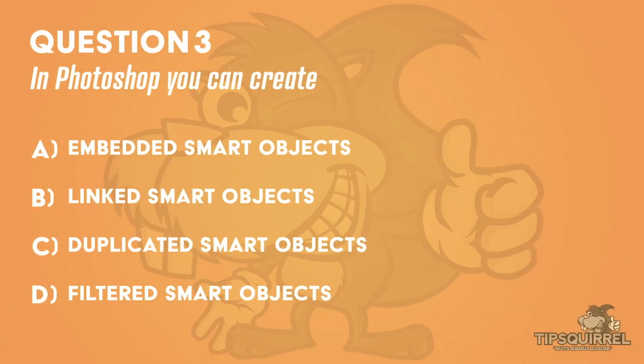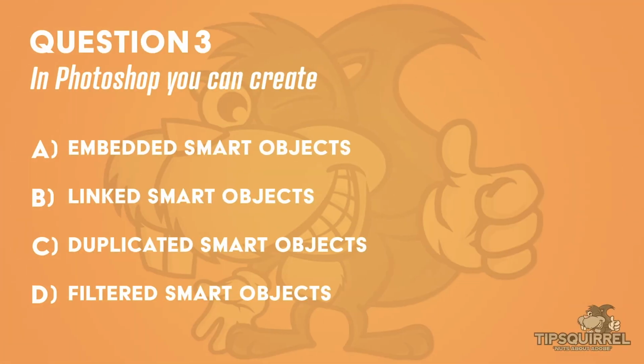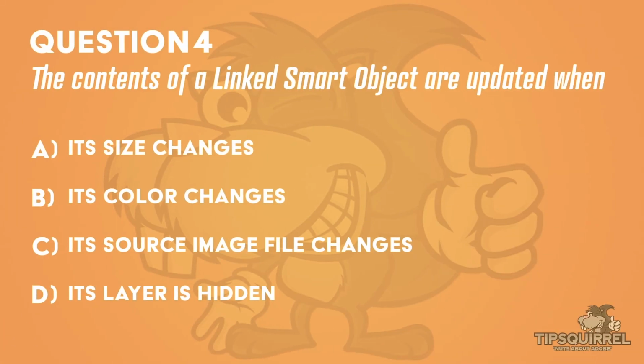And question number 3. In Photoshop, you can create A, embedded smart objects, B, linked smart objects, C, duplicated smart objects, or D, filtered smart objects. Okay, hopefully you're getting the hang of it and the speed that we're going. Don't forget, you can pause, don't panic, it's just for fun. Here we go then, question number 4. The contents of a linked smart object are updated when A, its size changes, B, its color changes, C, its source image file changes, or D, its layer is hidden.